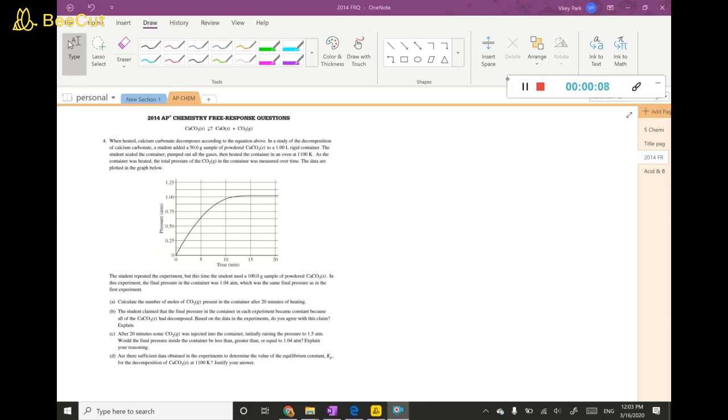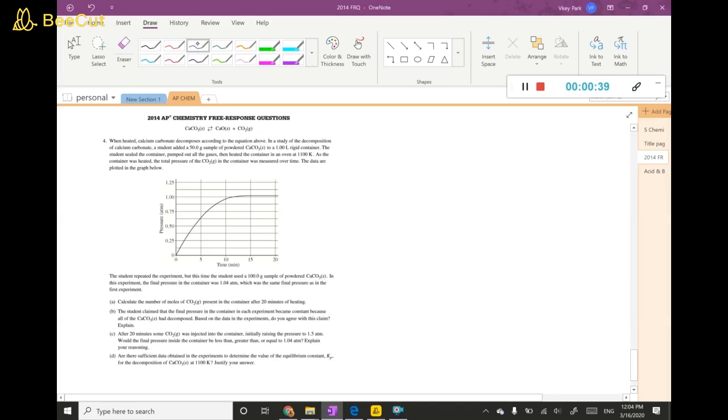So here we see that there's calcium carbonate becoming calcium oxide and carbon dioxide. When heated, calcium carbonate decomposes according to the equation above. In a study of the decomposition of calcium carbonate, a student added a 50-gram sample of powdered CaCO3 to a 1 liter rigid container. The student sealed the container, pumped out all the gases, then heated the container in an oven at 1100 Kelvin. As the container was heated, the total pressure of CO2 in the container was measured over time. The data are plotted in the graph below.